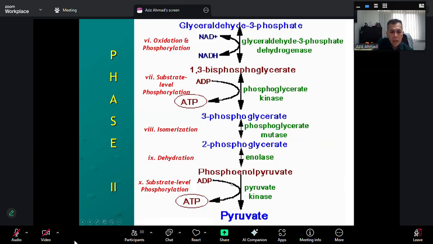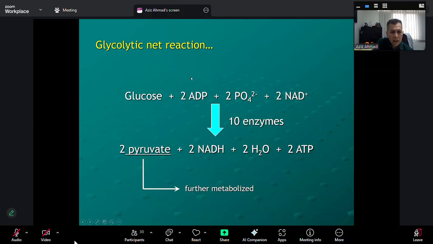Okay. So the next one, this is what I mentioned previously. Glucose plus 2 ATP plus 2 phosphate plus 2 NAD, 10 enzymes, similar enzymes, and double, 5 enzymes overall times 2. Now you get 2 pyruvate, 2 NADH, 2 water, 2 ATP. Where does the water go? Sweating. The sweating when you take food is from only these 2 from glycolysis. And then these 2 pyruvate will be further metabolized.